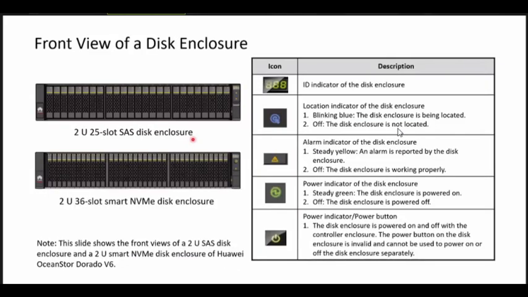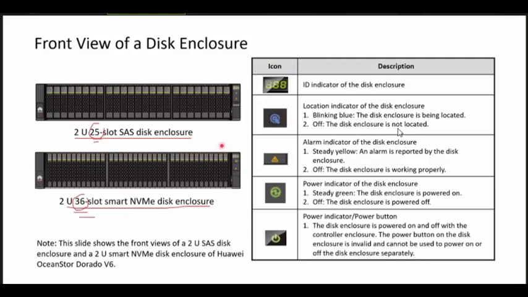Okay, the front end view of the disk enclosure, you'll see, yeah, it's the same. So here they are doing OceanStor Dorado V6 disk enclosures. So you have the 25-slot SAS disk enclosure or the 36-slot NVMe disk enclosure. You have to remember these numbers, right? So if the question comes out, for SAS disk enclosures, what's the maximum amount of disks for one disk enclosure? 25. For NVMe, 36, right?